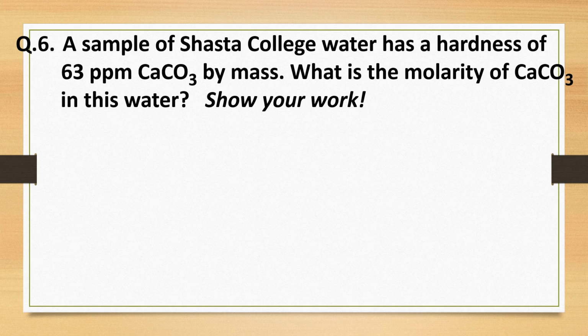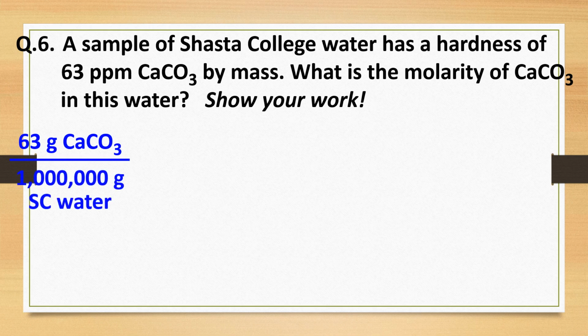Then how do we write this down? It's kind of like a percentage, except this ratio is in parts per million instead of parts per 100. We're going to write it as 63 over a million, but we're going to tag along the weights in grams for both parts. So we know that in 63 grams of this solute, we have 1 million parts, or grams, of the Shasta College water.